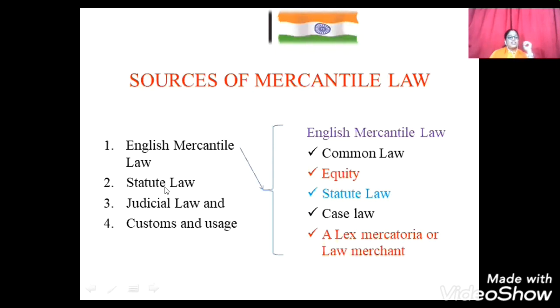Then customs and traditions, we have already discussed customs and traditions. Again I am repeating the same concept, that Hindus are governed by Hindu law, Muslims are governed by Muslim law. Monogamy is allowed in Hindu law, polygamy is allowed in Muslim law. Polyandry is illegal in both Hindu law as well as Muslim law.